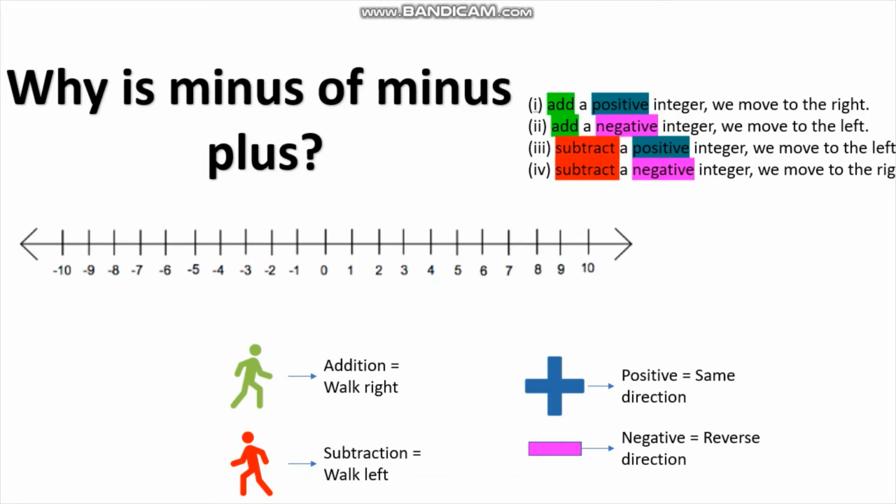In this video, we will try and understand why it is that when we have two minuses in an equation, it will become a plus. So basically, when we are adding or subtracting integers, we can come across four cases. That is, you can add a positive integer, add a negative integer, subtract a positive integer, or subtract a negative integer. So we will try and understand each of these cases one by one.